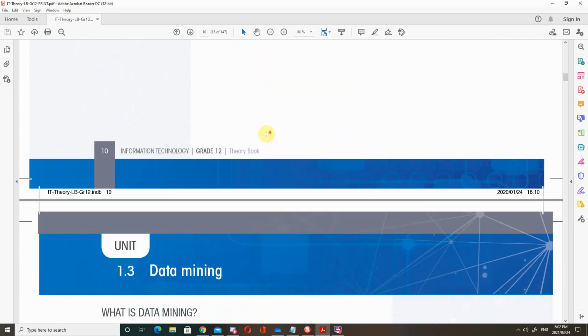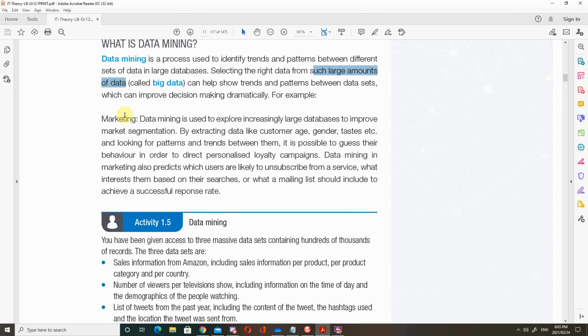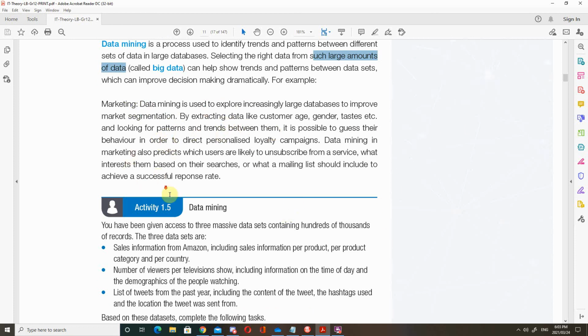Alright, and there's just information on that. Data mining, okay, we actually discussed that now. So it's a process to identify trends or patterns between different sets of large databases. Selecting the right data of large amounts of data is called big data. Can help show trends, patterns between data sets. So they also like to ask you what is big data. So just remember, big data is just large amounts of data. Alright, so data mining can be used in marketing. Like I said, when you look at specific trends and stuff, you'll know when to advertise what to which people and so forth.